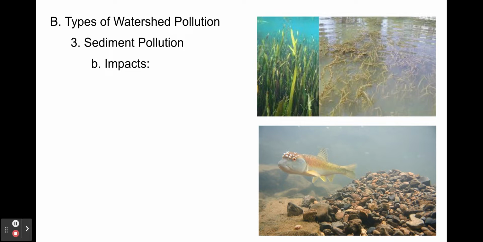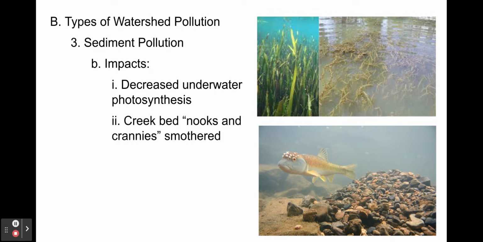Detail little b, impacts. Number 1, decreased underwater photosynthesis. Plants can't get as much light if they're in cloudy water, and they won't grow as much. Detail 2, creek bed nooks and crannies are smothered.